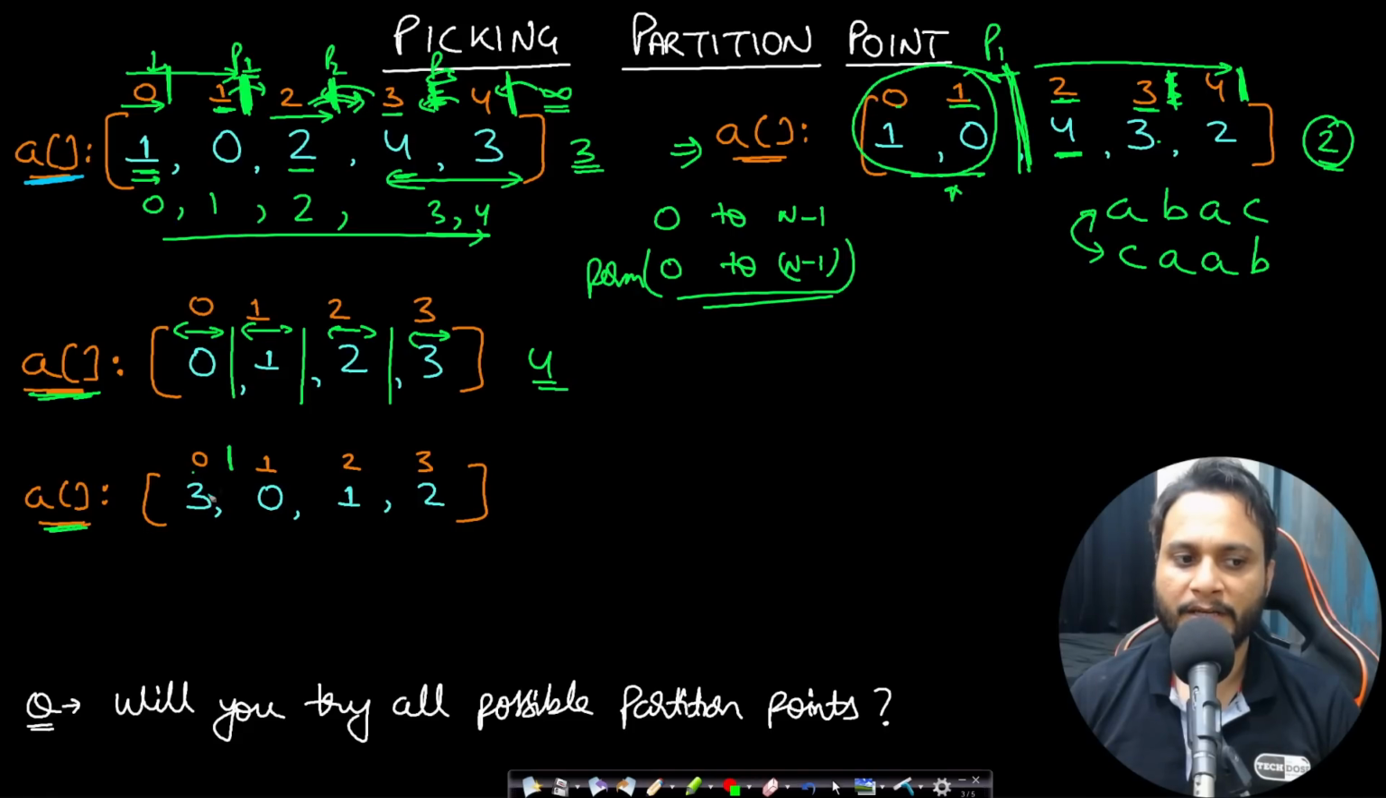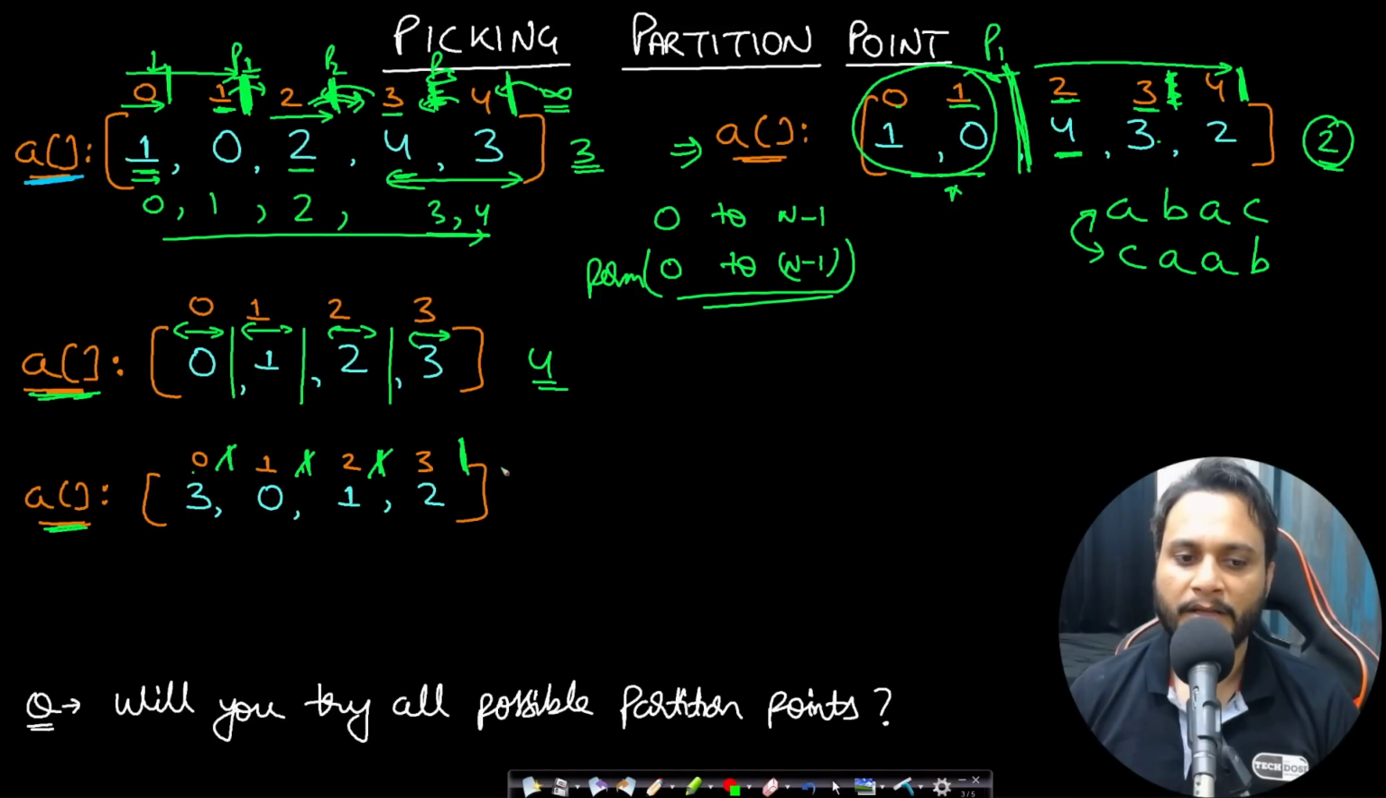No. 0 and 3 are not anagrams. Can we put a partition point here? 0, 1 and 3, 0 are not anagrams. Can we put a partition point here? 0, 1, 2 and 3, 0, 1 are not anagrams. Can we put a partition point here? Yes, because 0, 1, 2, 3 and 3, 0, 1, 2 are anagrams.